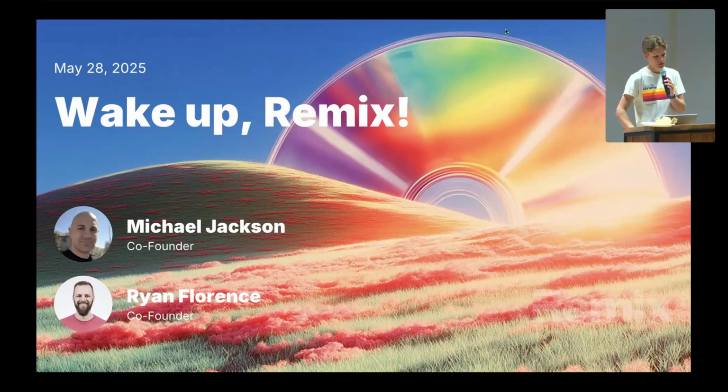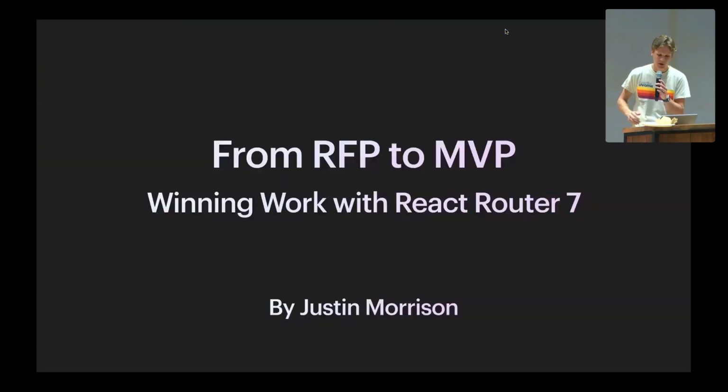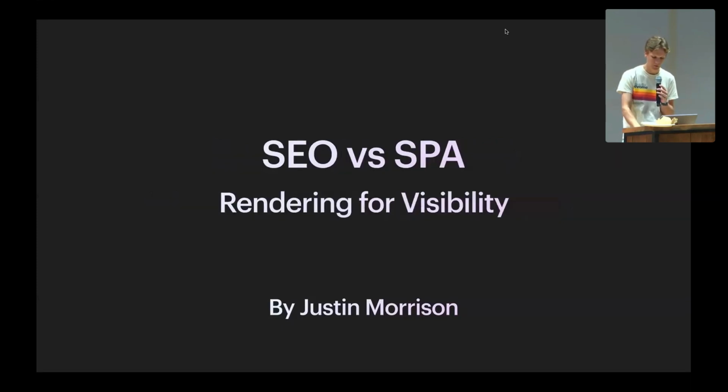But tonight, we're talking about how to make money. We're talking about from RFP to MVP, winning work with React Router v7. Justin's going to be sharing that with us, which I'm really excited about. And then after that, Pavel's going to be, I didn't change the author. I'm so sorry. I'll change that. SEO versus SPA, rendering for visibility. So we're going to be learning about search engine optimization. Those are the two talks we have tonight. And Justin, if you're ready, I'm going to hand it off to you.